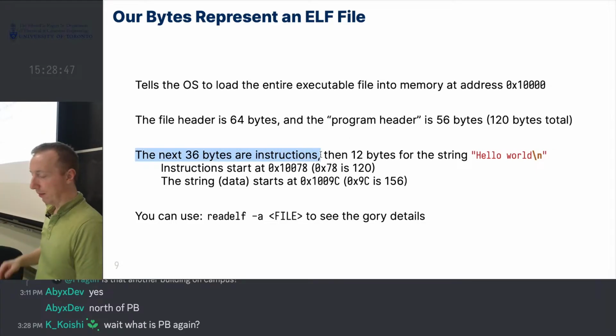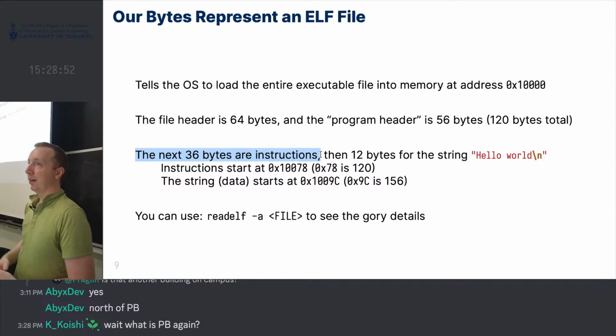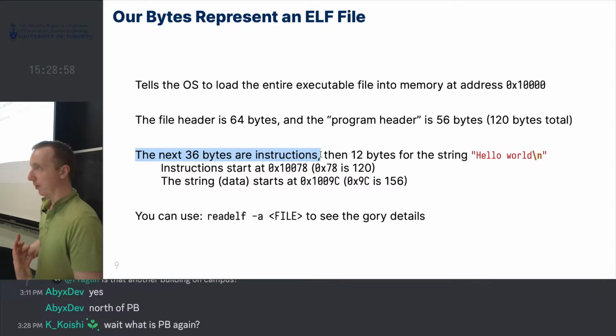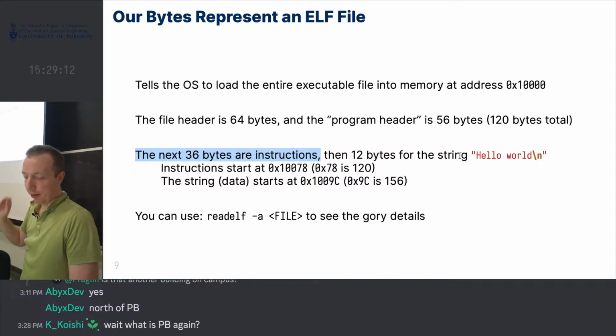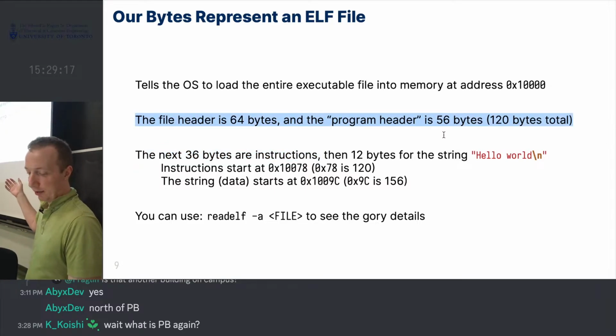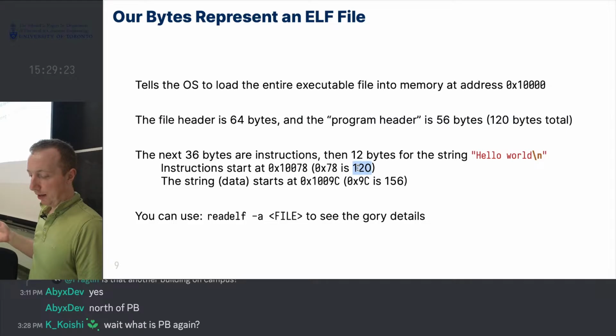So the next 36 bytes in that binary file actually represents the machine code for the actual instructions to make some system calls. So there's 36 bytes in instructions, and then after that, there are 12 bytes that are supposed to represent the string hello world. So if we load this entire program into memory at address 10,000 hex, and these 2 headers take up 120 bytes, well, if we need the memory address of where our instructions start, it is at the 120th byte, the first byte of the instruction.